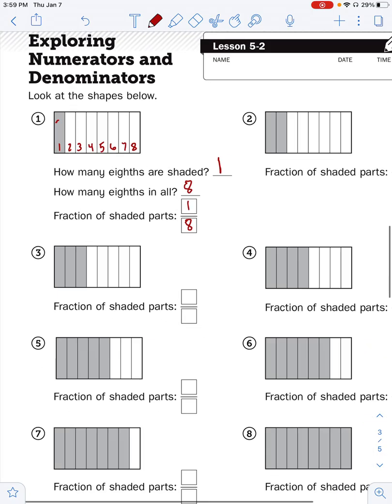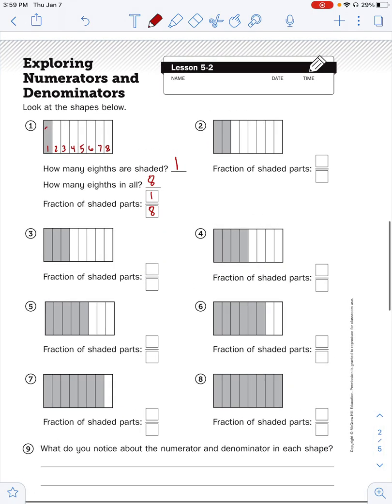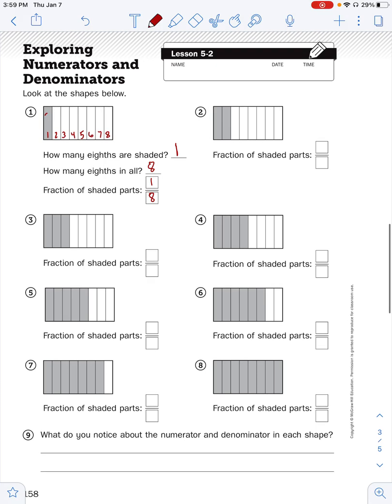Okay, so I want you to do all these problems here, and I want you to do this last one. Don't forget that one, please. And then you are going to play a game on Connect Ed on the next page. Have fun.